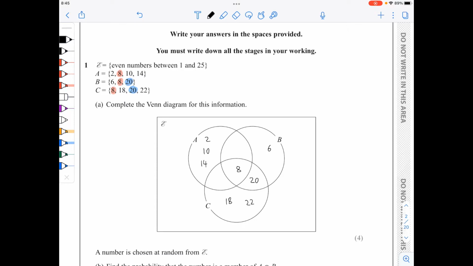region. In addition, bearing in mind that the universal set has other elements as well, notice that we also need to add 4, 12, 16, and 24 outside of the three sets in order to have a complete picture of all the even numbers between 1 and 25.